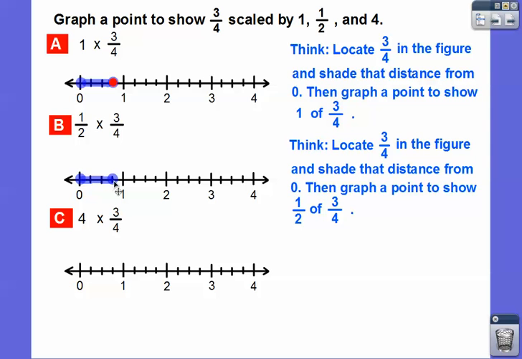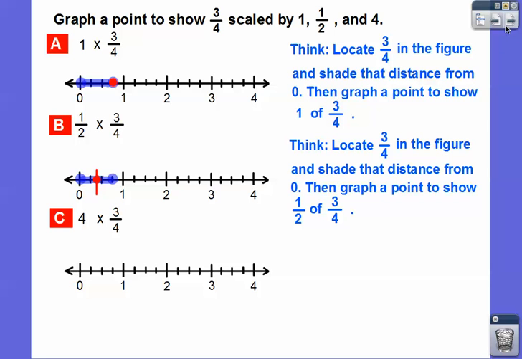So what's half of 3? It's 1 and 1/2. So if we go 1 and 1/2 spaces, right there would be half of this. So we're going to put a point right here to show that 1/2 of 3/4. This point right here is 1/2 of 3/4. It's halfway in between. See how it's smaller than 3/4?